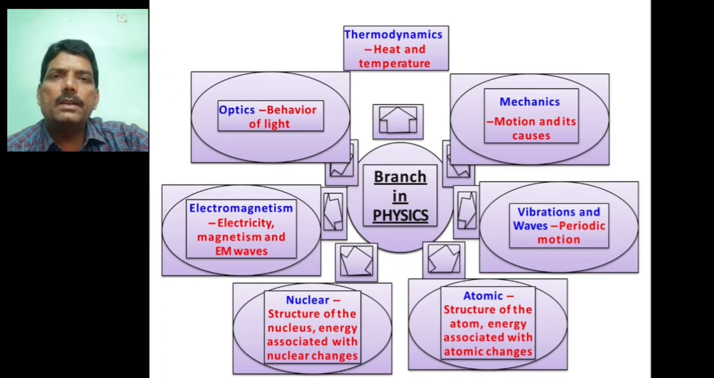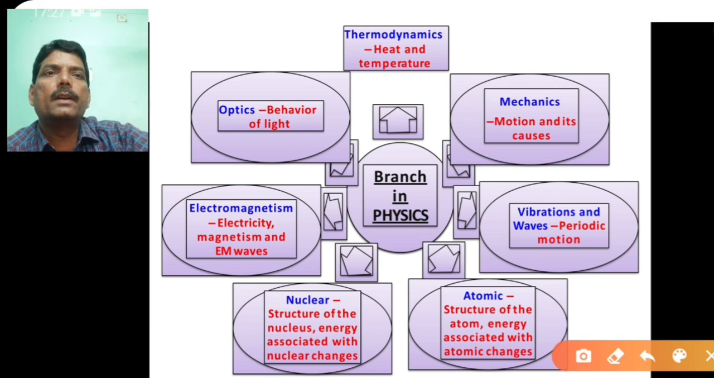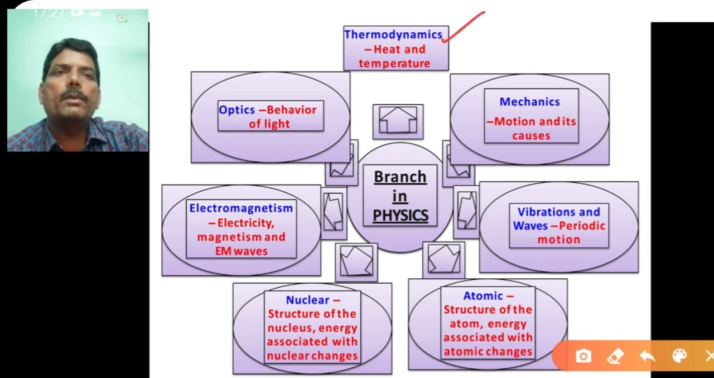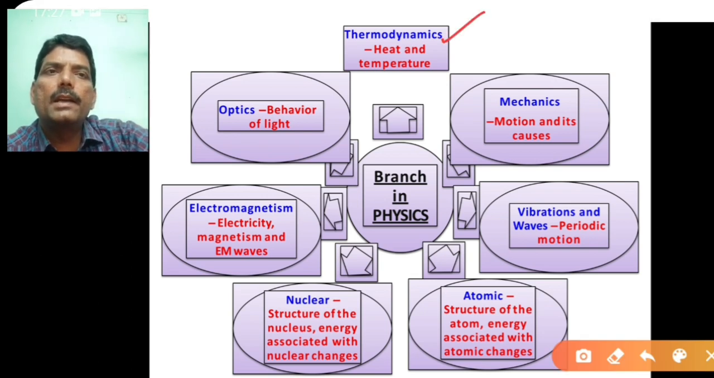So dear friends, now physics has different branches. What are those branches in physics? You can see here the first one, thermodynamics. Thermodynamics is the branch related with heat and temperature. Then the second one, mechanics. Mechanics means motion and its causes. Already you have studied the chapter on motion in 9th class, where you studied the motion of various objects. So you can say that was in mechanics.